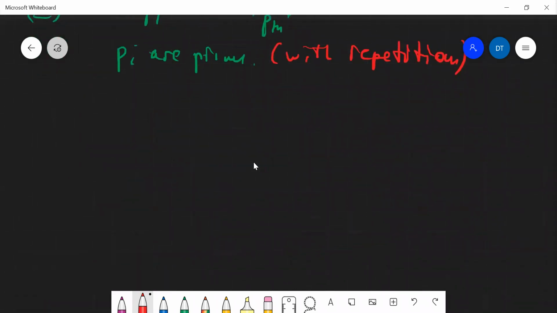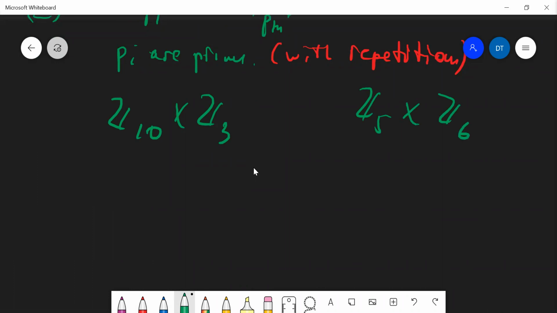For example, let's take these two groups, Z10 times Z3 and Z5 times Z6. Well, they look different, but are they really different? Let's check. First of all, is the first group written in the first or the second form?